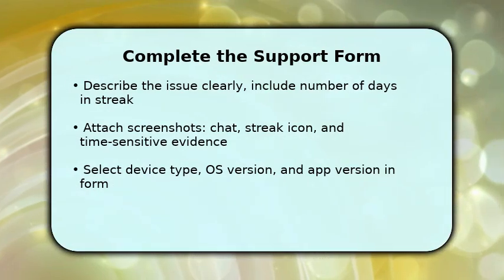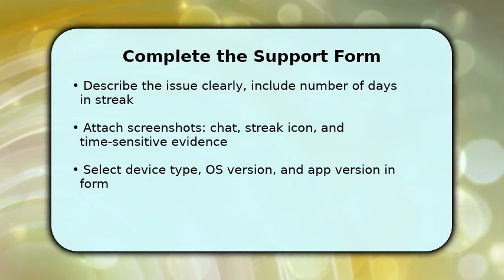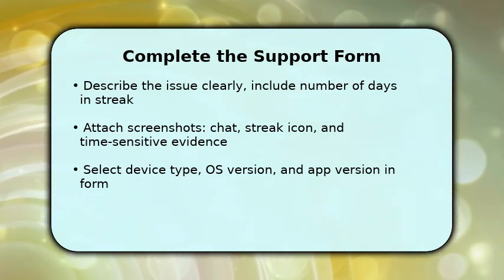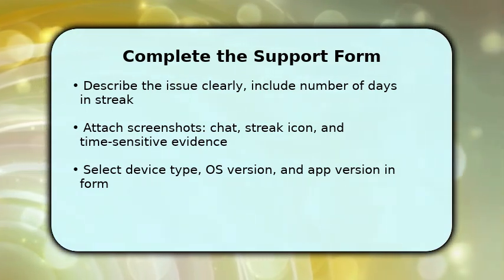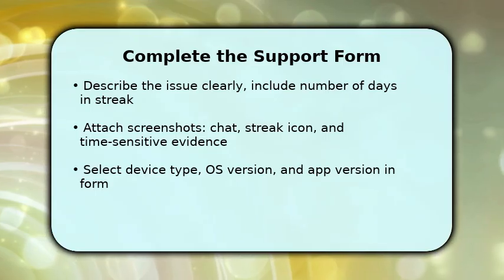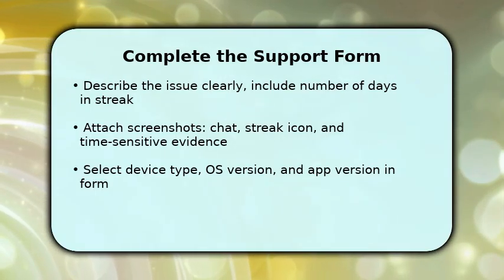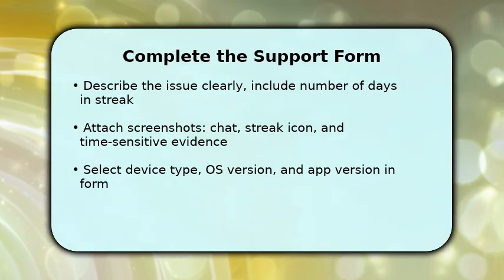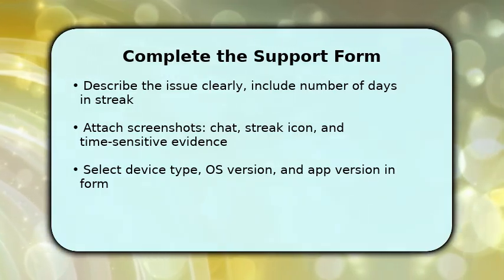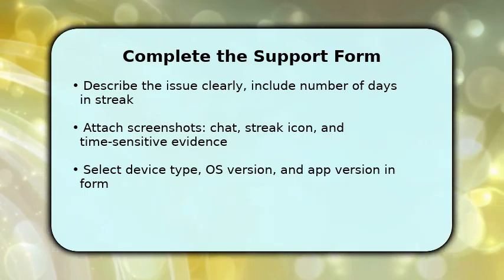Now you fill the support form carefully. Explain how the streak stopped and include how long it lasted. Make sure to attach screenshots showing the streak icon, chat timestamps, and any delivery errors. These images act as evidence. Then list your device model, operating system version, and Snapchat app version so engineers can reproduce the problem.